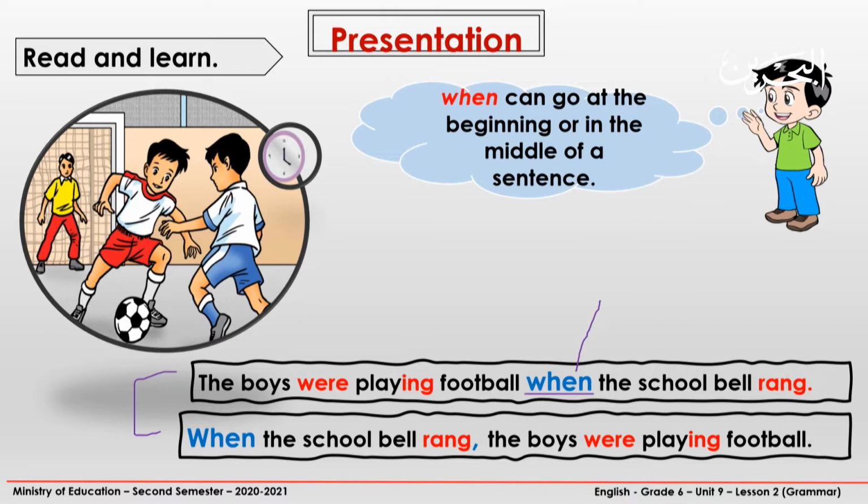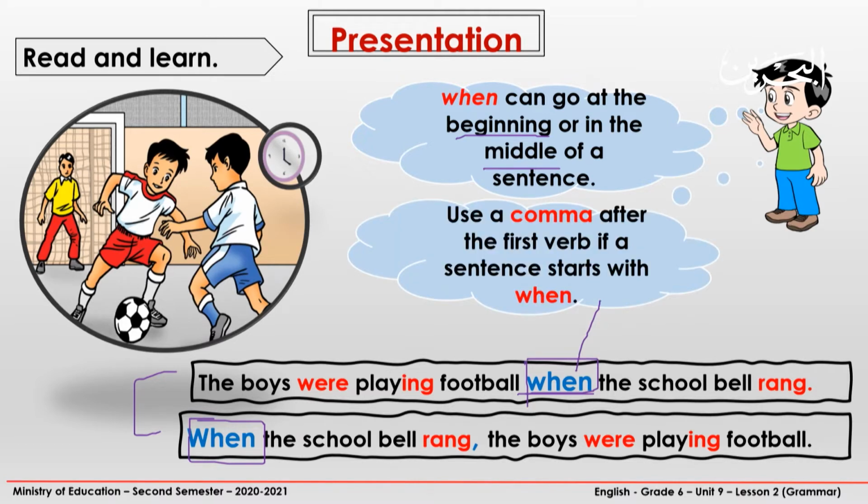What happened here? When can go at the beginning of the sentence or the middle of the sentence. So look here, it's in the middle. Here, it's in the beginning. The meaning is still the same. Use a comma after the first verb if the sentence started with when. Look: When the school bell rang, comma, the boys were playing football. So when comes at the beginning, the clause ends after the verb, we add a comma and then add the second sentence.